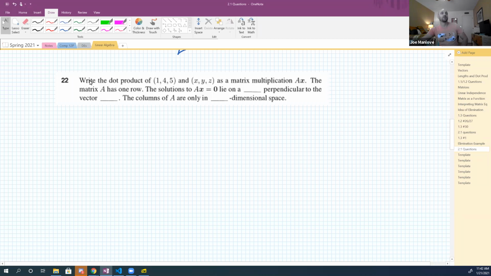All right. So I'm supposed to write a dot product as a matrix multiplication. I assume that was the confusing part. No, the confusing part was the blanks. Okay. All right.